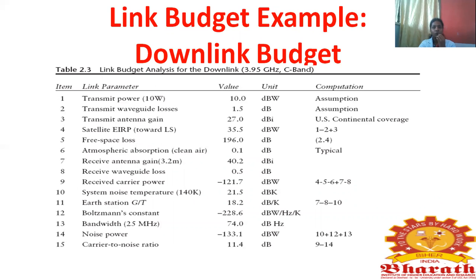So this is an example for a link budget, and here you can notice the parameters that you have considered while implementing a link. You're going to have the transmit power, the transmit waveguide loss, transmit antenna gain, satellite EIRP, free space loss, atmospheric absorption, receiving antenna gain, receiving waveguide loss, received carrier power, system noise temperature, earth station, bandwidth, noise power, and carrier to noise ratio, as I told you already. You're going to calculate all these things in your link parameters.